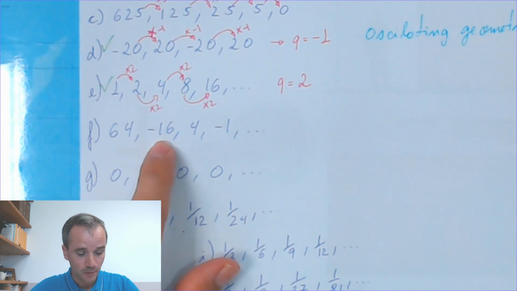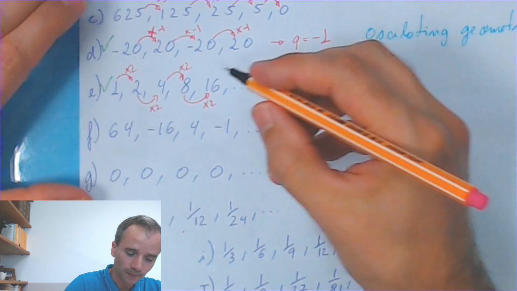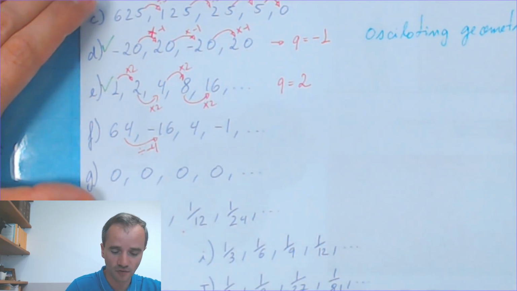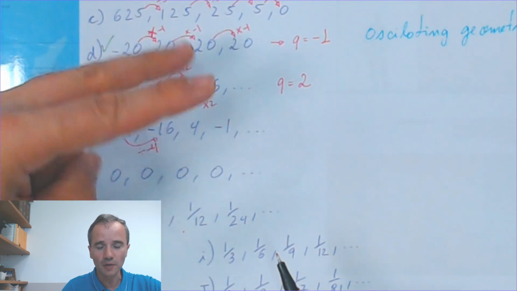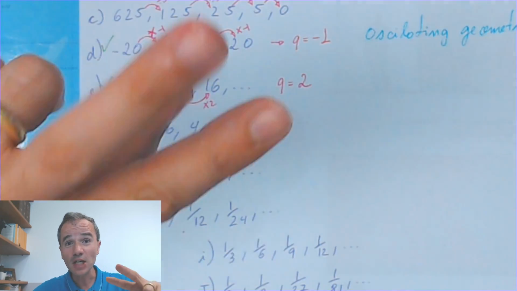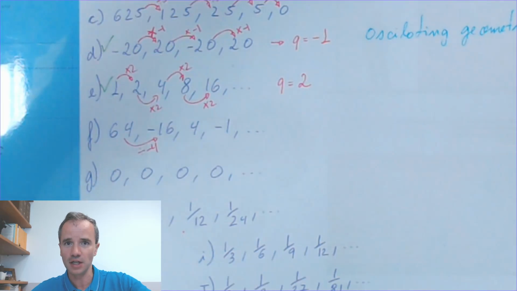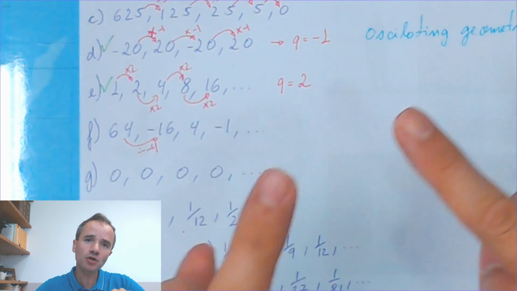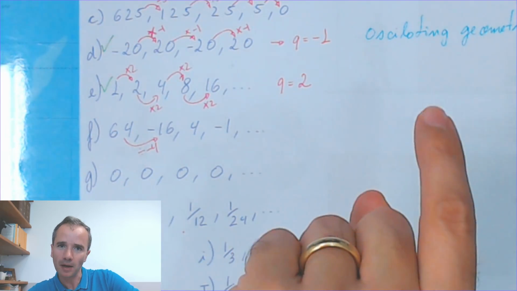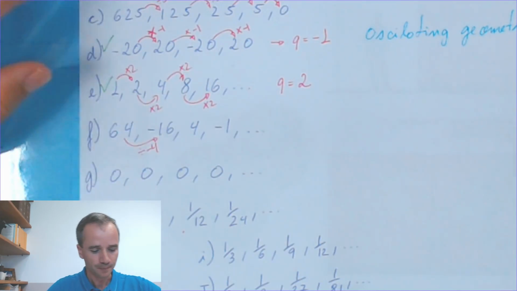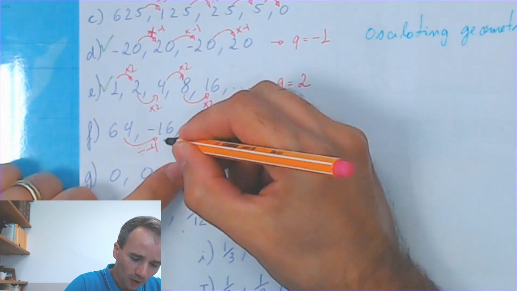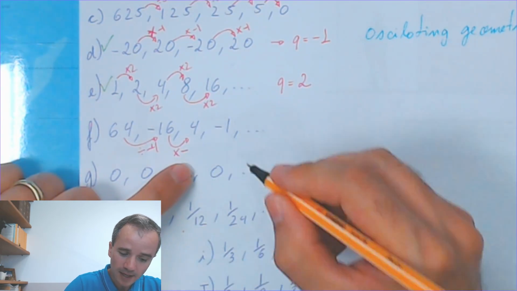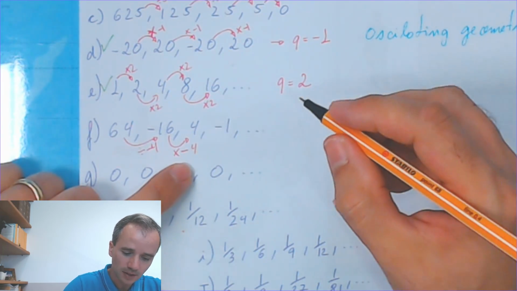64 to 16, we are going to divide by 4. Not just 4, right? We're going to divide by negative 4 because the sign is changing. So whenever the sign is changing, if it is a geometric sequence, it's going to be minus something, because minus with minus is a plus, then plus with a minus is a minus, minus with a minus is a plus, and so on. Negative 4, now in here, again, just multiply by negative 4. Yes, it works.